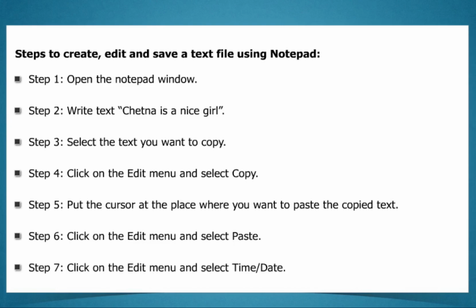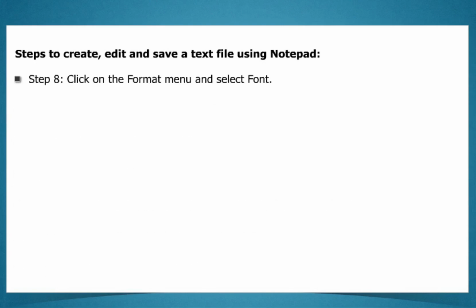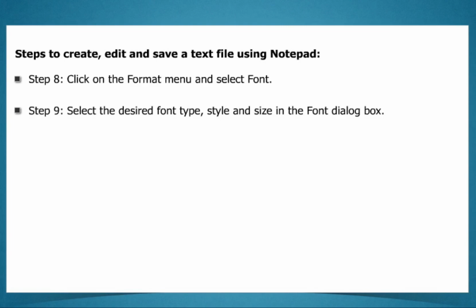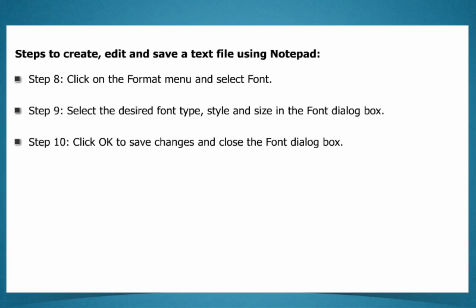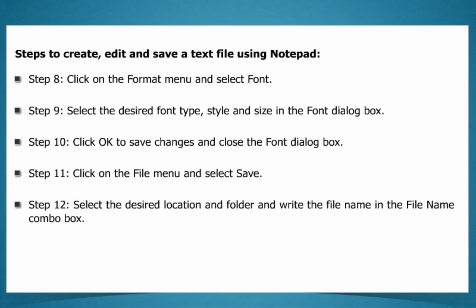Step 7. Click on the Edit menu and select Time, Date. Step 8. Click on the Format menu and select Font. Step 9. Select the desired font type, style, and size in the font dialog box. Step 10. Click OK to save changes and close the font dialog box. Step 11. Click on the File menu and select Save. Step 12. Select the desired location and folder and write the file name in the File Name combo box. Step 13. Click Save to save the file.